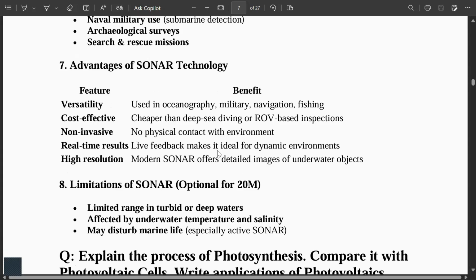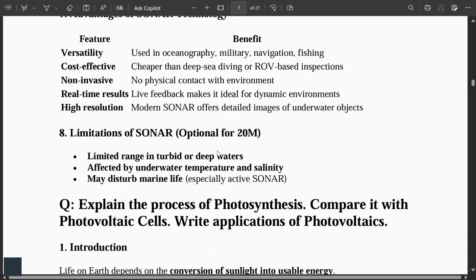Advantages of sonar technology. Versatility: it is used in oceanography, military navigation, and fishing. Cost effective, because it is cheaper and deep diving is risky. Then non-invasive, that is, no physical contact. Real-time result, we get live feedback. High resolution, because modern sonars are very efficient.